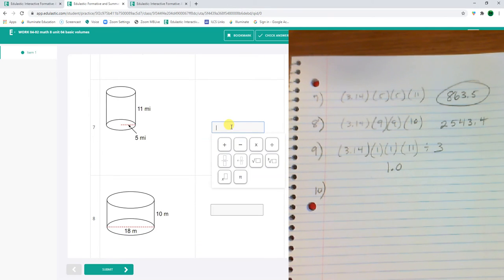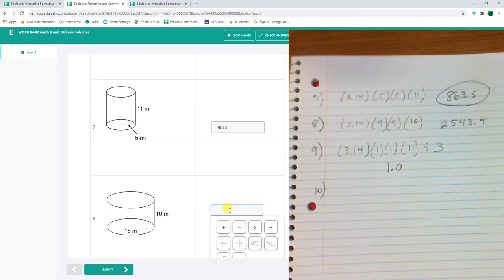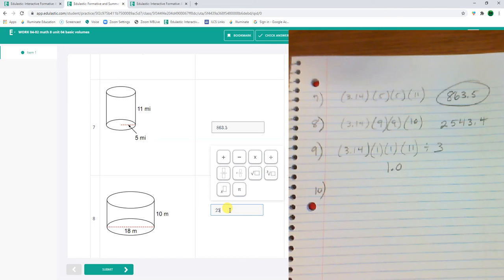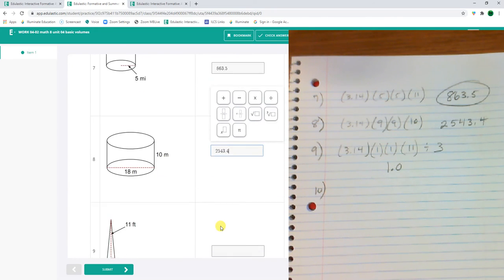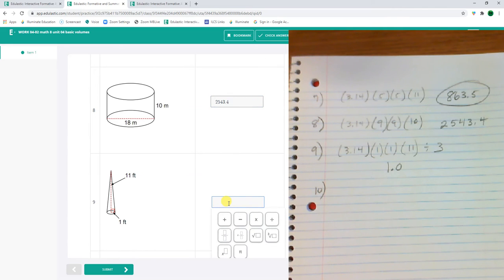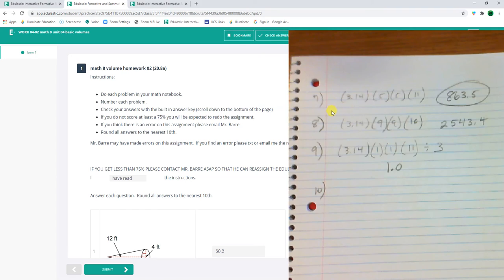Number 7, 863.5. Number 8, 2543.4. Number 9, 1. Checking my answers.